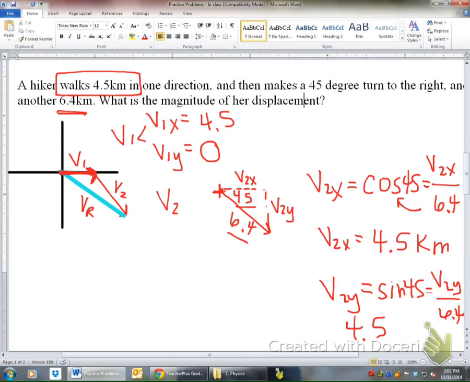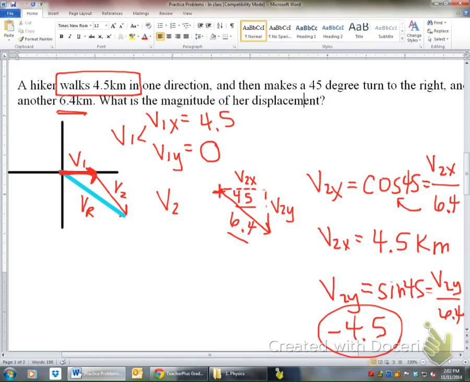Okay, so what about this y component? Is it going up or is it going down? Down. So that means this 4.5 should be negative. What is v sub 2y equal to? v sub 2y is negative 4.5 because in order to get there, we went over, which is the positive direction, and then we went down, which is the negative direction. So v sub 2y is negative.